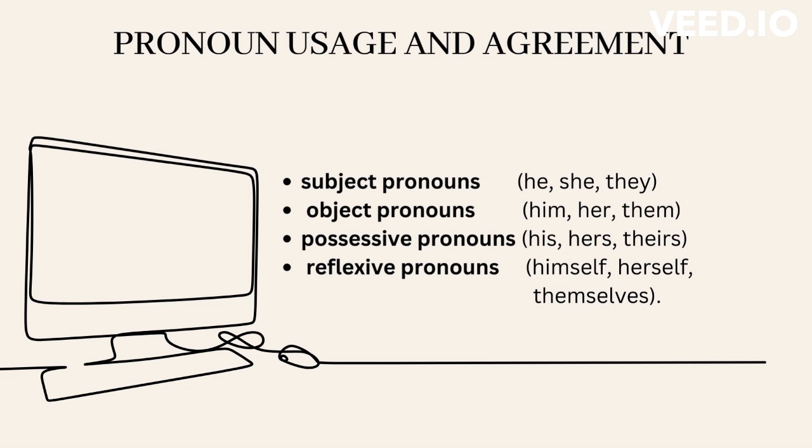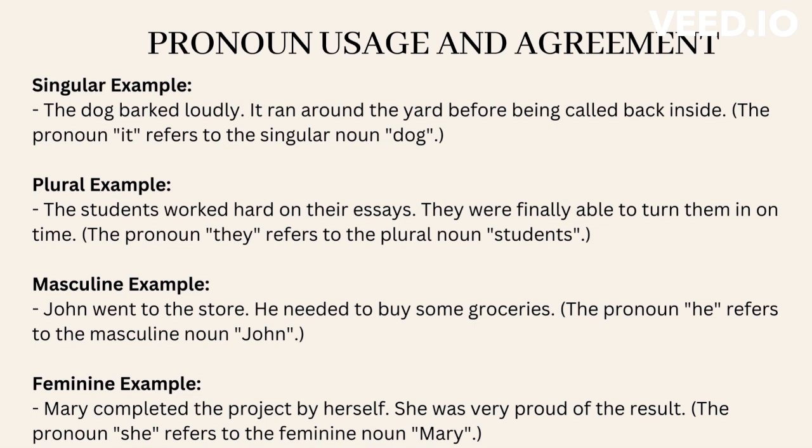Pronouns are used to replace a noun or noun phrase in a sentence. Pronouns can include subject pronouns: he, she, they; object pronouns: him, her, them; possessive pronouns: his, hers, theirs; and reflexive pronouns: himself, herself, themselves. Pronoun agreement means that the pronoun must agree in number and gender with the noun it is replacing.